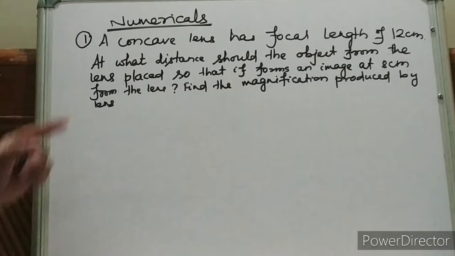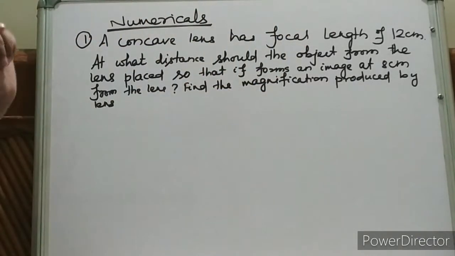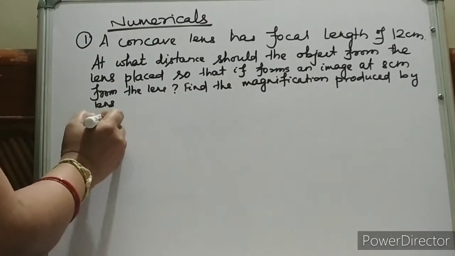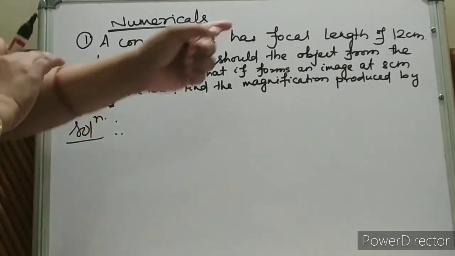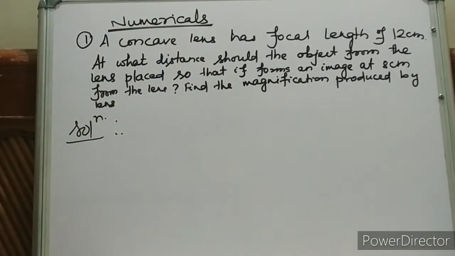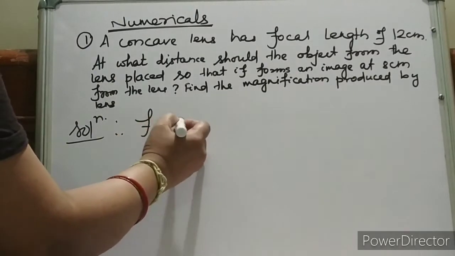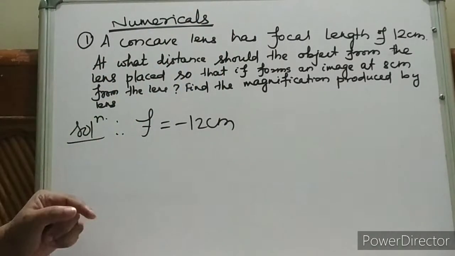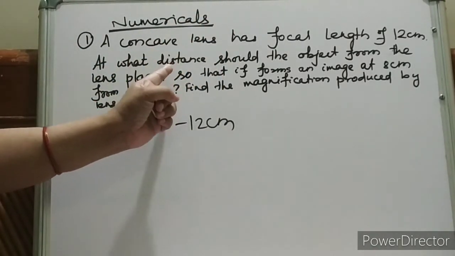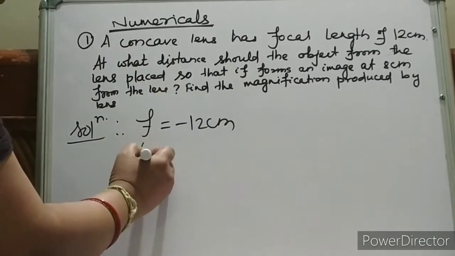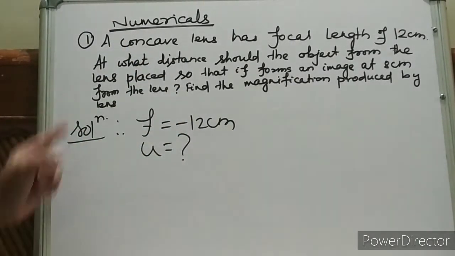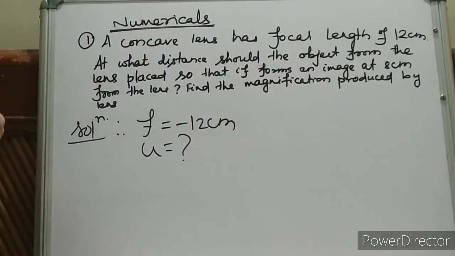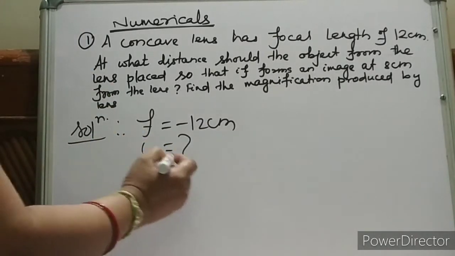So first question. A concave lens has a focal length of 12 cm. At what distance should the object be placed from the lens so that it forms an image at 8 cm from the lens? Concave lens means focal length will be negative, already we have discussed. We don't know where the object is placed. The image distance is given, that is 8 cm.